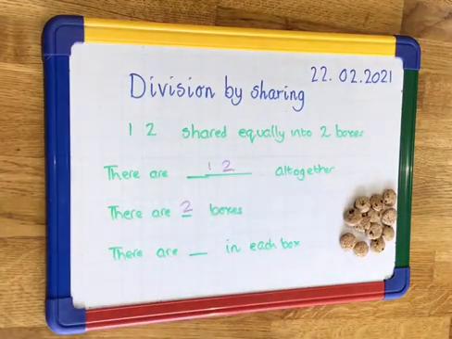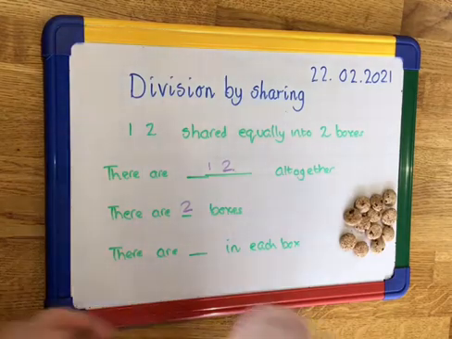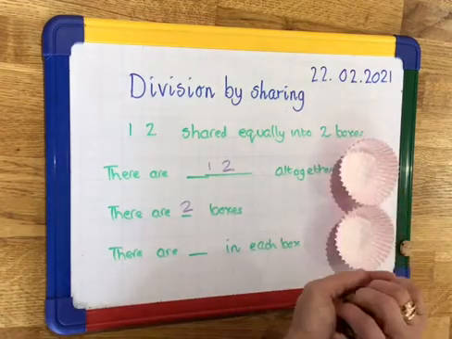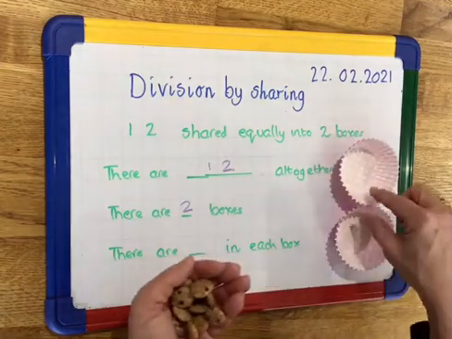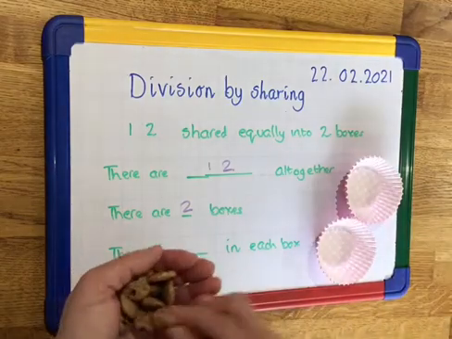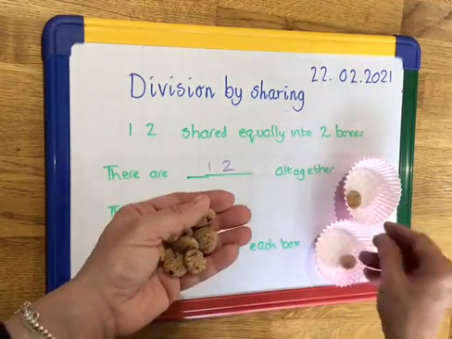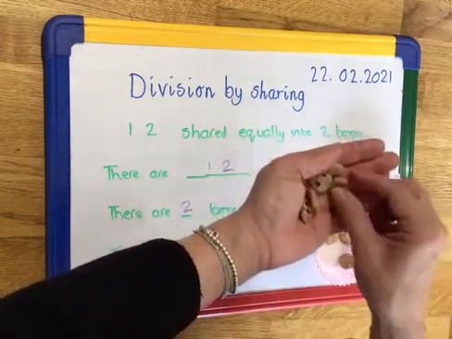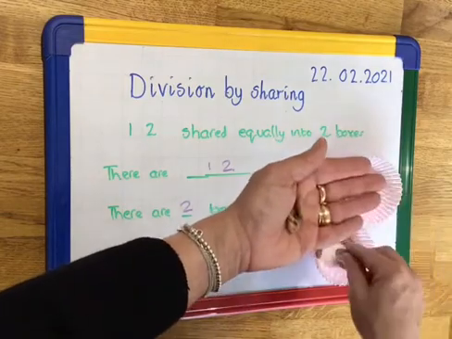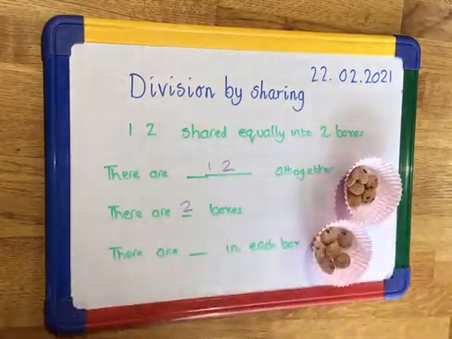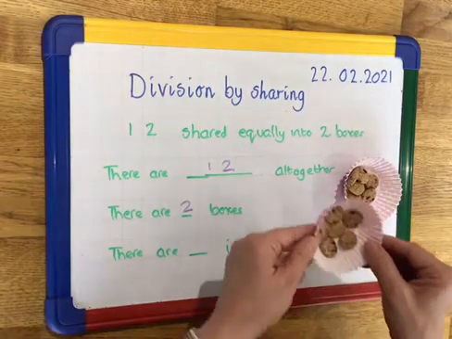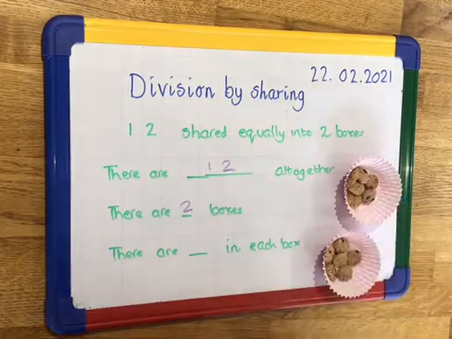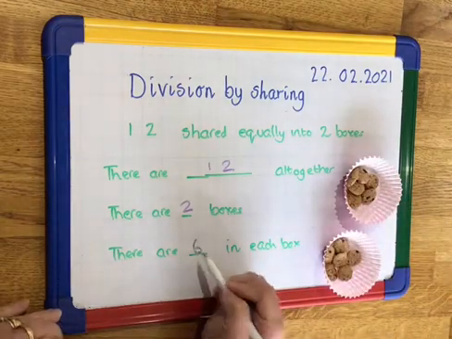Now, rather than boxes, I've got cake cases just because I haven't got any boxes. So here are my 2 cake cases and I'm going to share them equally. And remember how we do that? We do that by doing the 1 for you, 1 for me method. So 1 for you, 1 for me, 1 for you, 1 for me, and keep on going until I've used them all up. And then I'm going to count how many I've got in each box. So hopefully you can see I've got 1, 2, 3, 4, 5, 6. 1, 2, 3, 4, 5, 6. So there are 6 in each box.